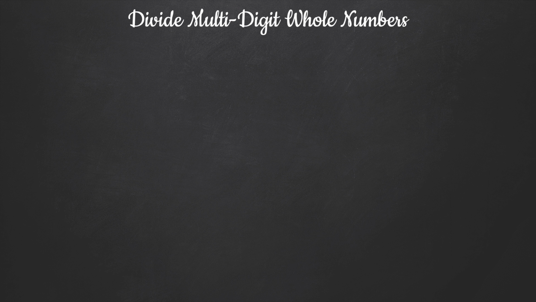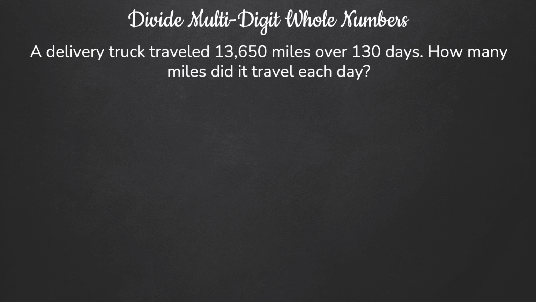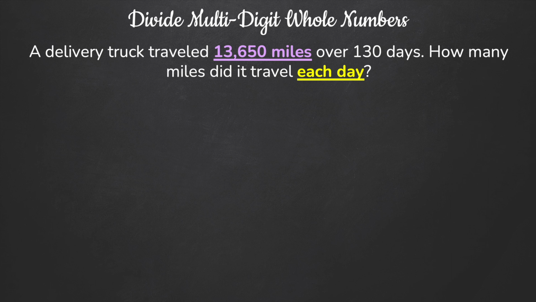Here we have our last word problem. A delivery truck traveled 13,650 miles over 130 days. How many miles did it travel each day? So we know that this truck traveled 13,650 miles in total. And we know that this is a division problem because we want to figure out how much it traveled each day when it traveled 13,650 miles in 130 days.